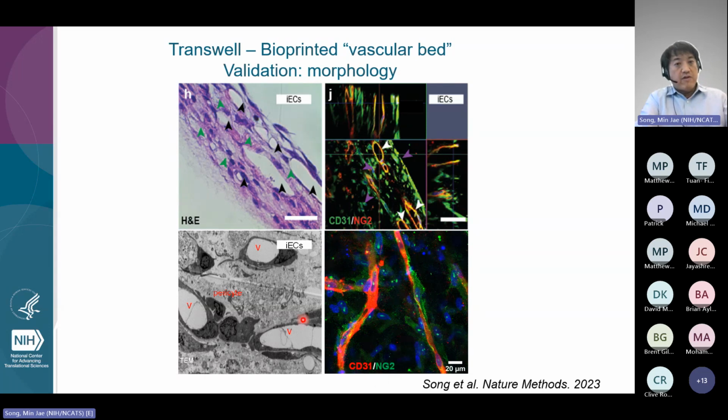NG2. And we also confirmed the endothelial cell tubes are hollow tubes by histology and also by vibratome cut with immunostaining with CD31, which is the endothelial cell marker, and NG2, which is the pericyte marker as well.